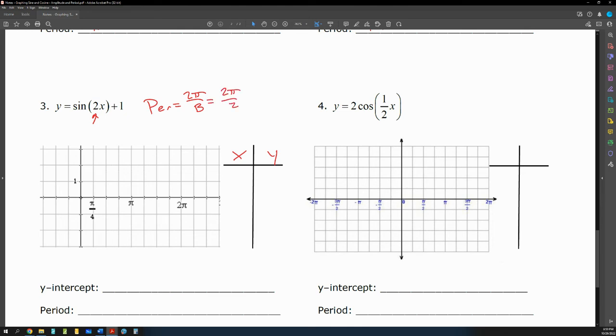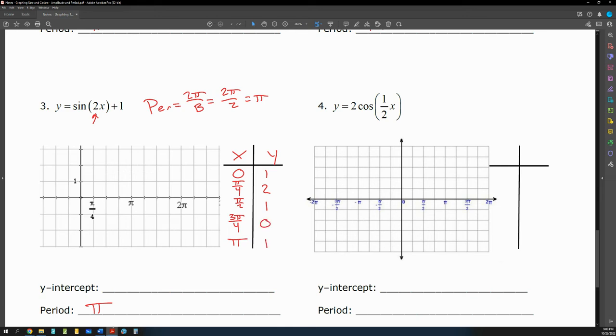So we have 2 pi over 2, or just pi. So our period is pi units. And then we have from 0 to pi. So we have 0, pi fourths, pi halves, 3 pi fourths, and then pi. Our y values for the sine are going to be the same, but then all shifted up 1 unit. So we have 1, 2, 1, 0, 1.